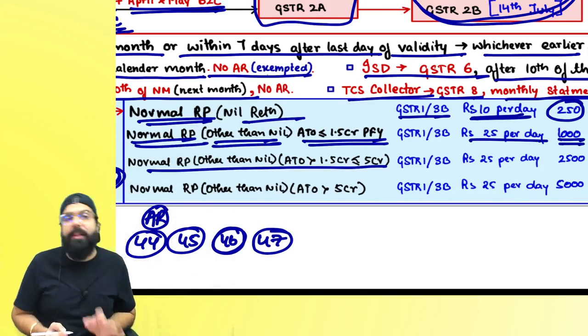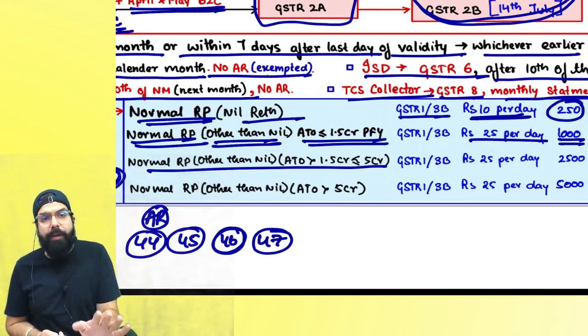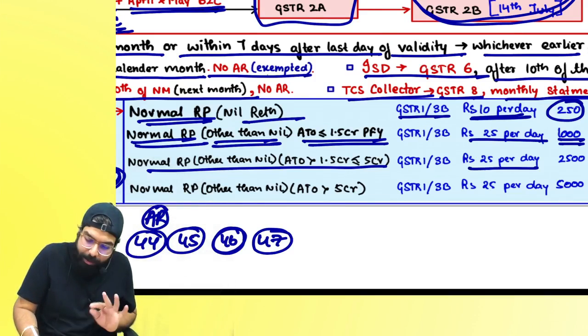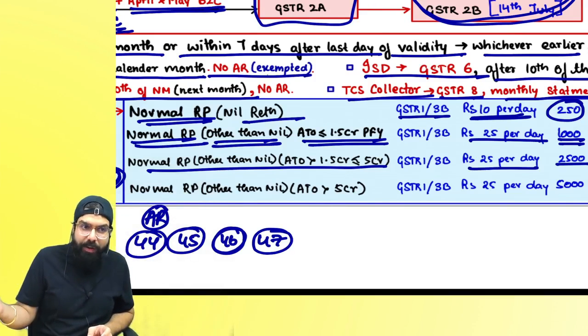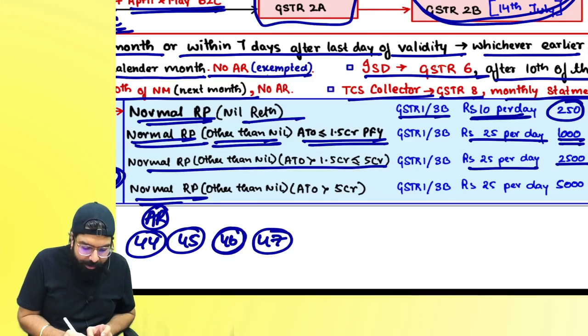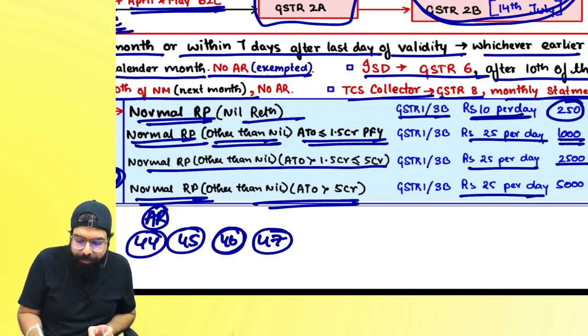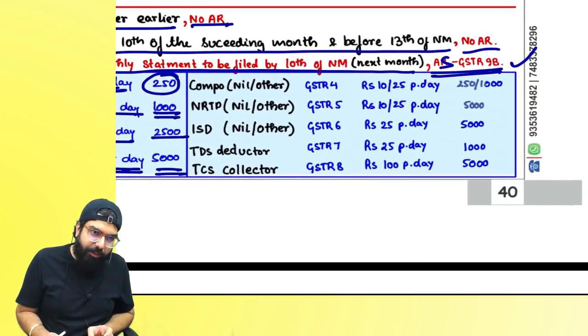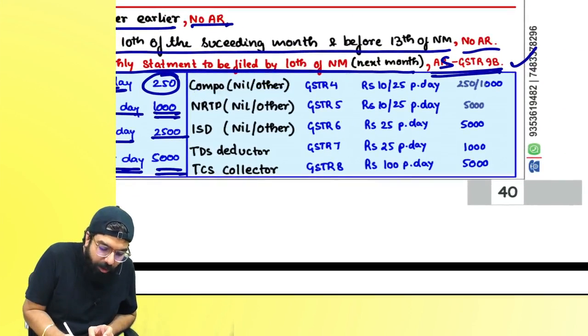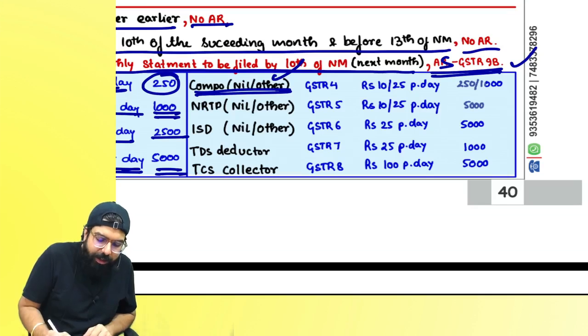If your turnover is greater than 1.5 crore up to 5 crore, then sir, 25 rupees per day, but maximum will be 2,500 under CGST and 2,500 under SGST. Sir, if your turnover is greater than 5 crore, then 25 rupees up to a maximum of 5,000 under CGST and 5,000 under SGST. Sir, composition dealer, whether nil return or any other return, nil return का केस में 10 rupees, other returns का केस में 25, nil return का केस में maximum will be 250, other cases में 1,000 rupees.